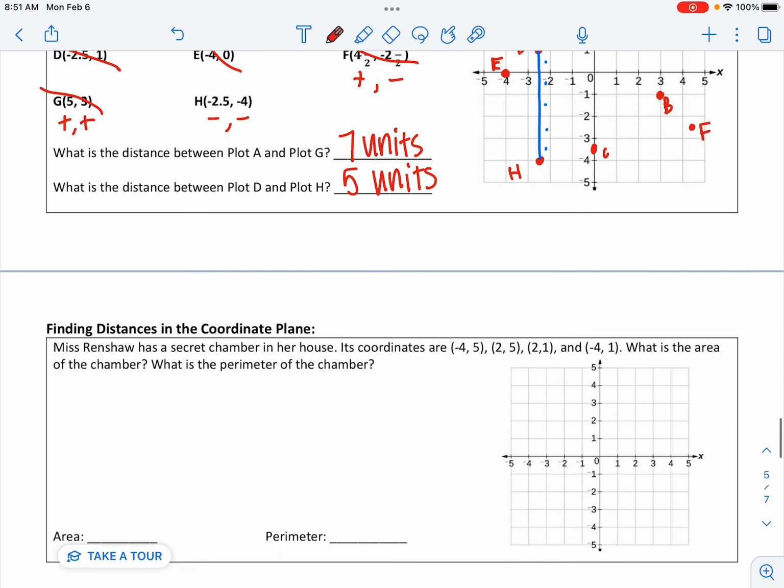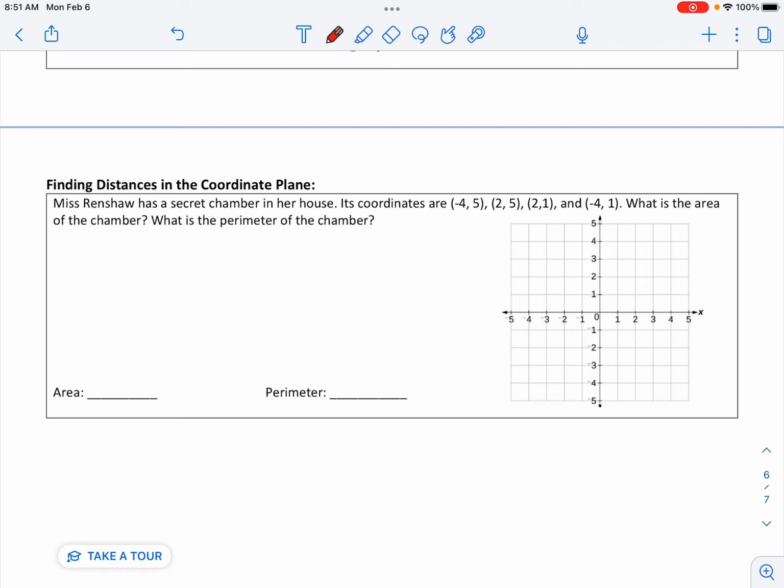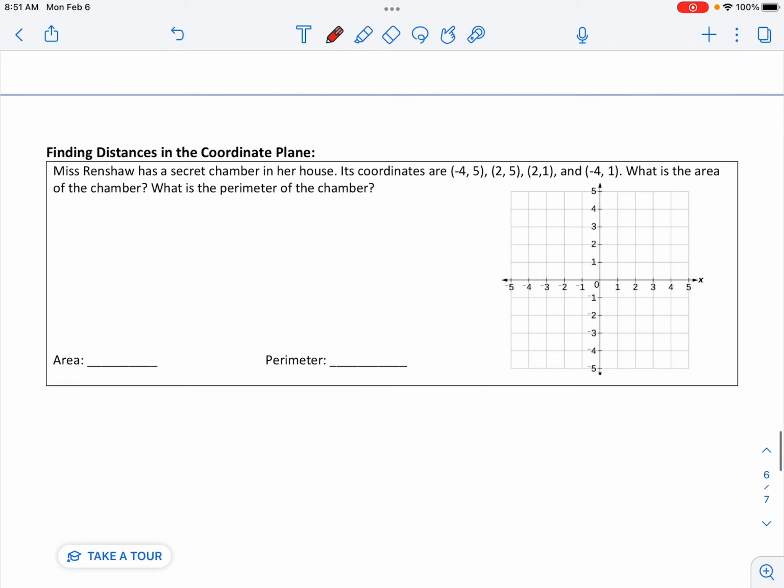All right, turn your page over. We're going to do one more question. So it says, Miss Renshaw has a secret chamber in her house. Its coordinates are negative 4, 5, 2, 5, 2, 1, and negative 4, 1. What is the area of the chamber? What is the perimeter of the chamber? So if we're asking for area and perimeter, it's most likely going to be a pretty regular shape. Okay, so if on the homework you get a real funky looking shape, you probably did something wrong.